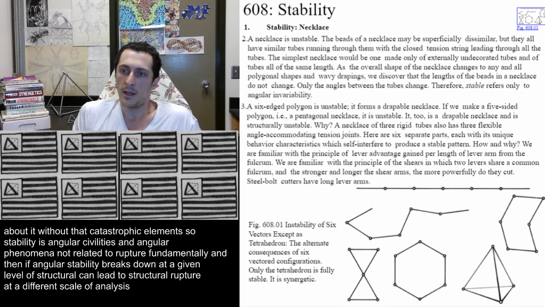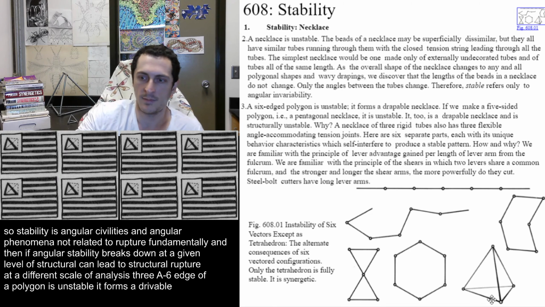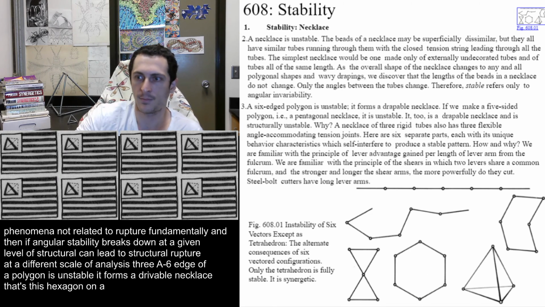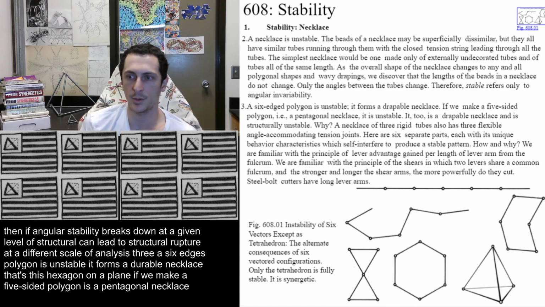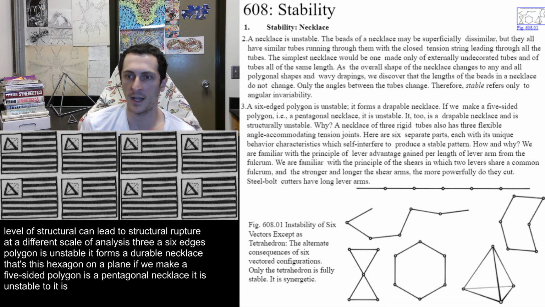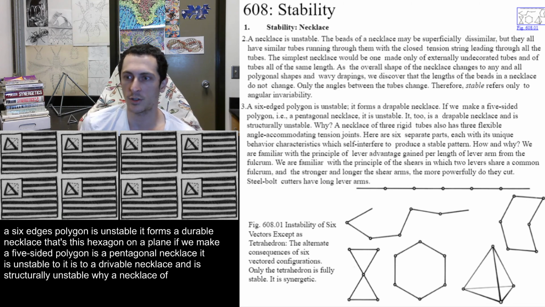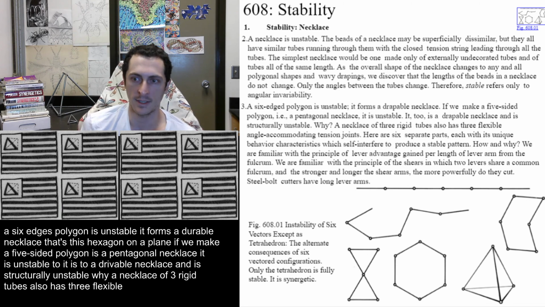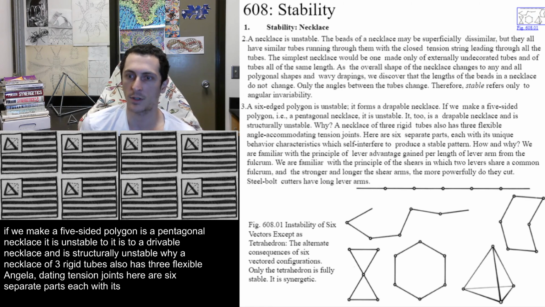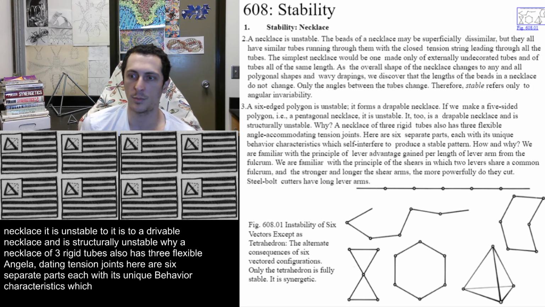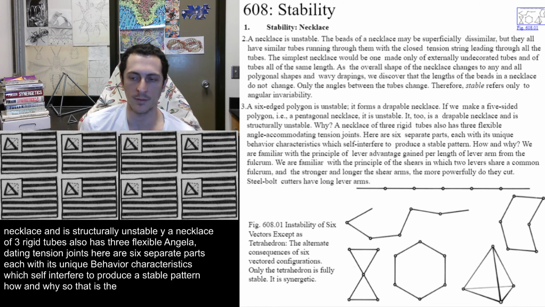3. A 6-edged polygon is unstable. It forms a drapable necklace. That's this hexagon on a plane. If we make a 5-sided polygon, i.e. a pentagonal necklace, it is unstable too. It is too a drapable necklace and is structurally unstable. Why? A necklace of 3 rigid tubes also has 3 flexible, angle-accommodating tension joints. Here are 6 separate parts, each with its unique behavior characteristics, which self-interfere to produce a stable pattern. How and why? So that is the structural stability of the triangle.